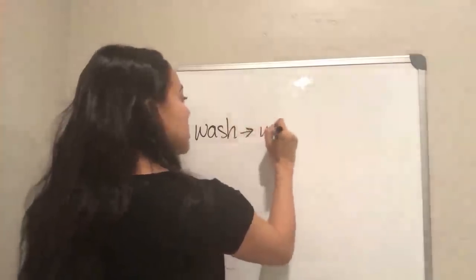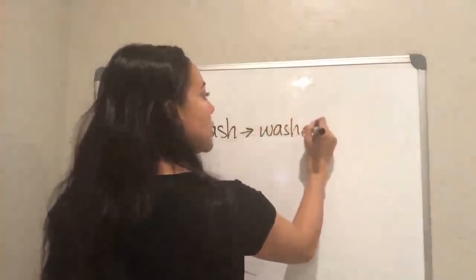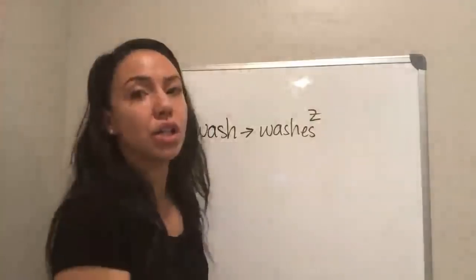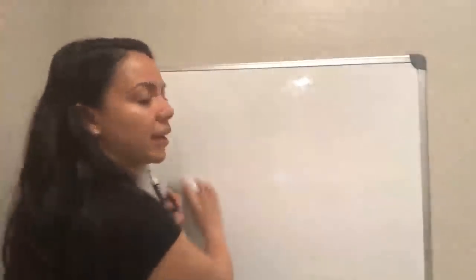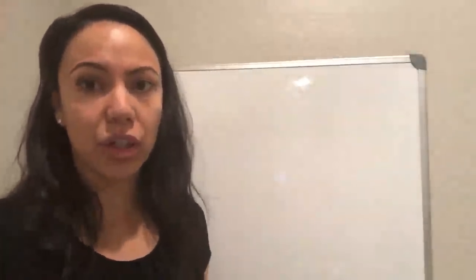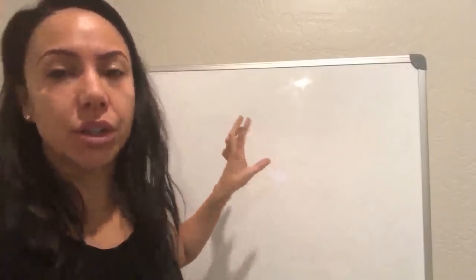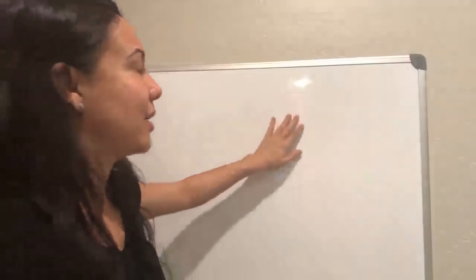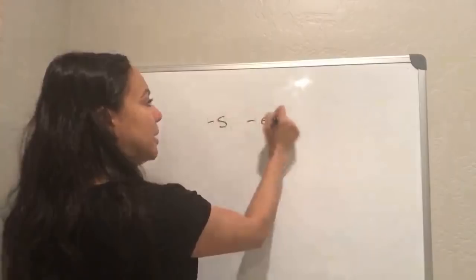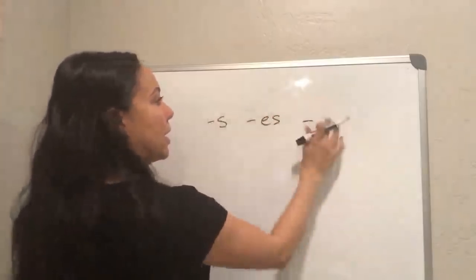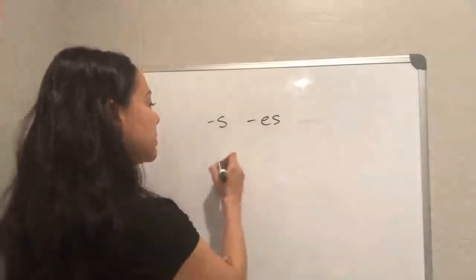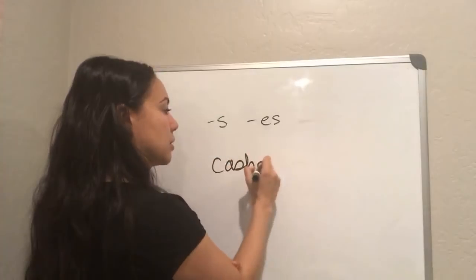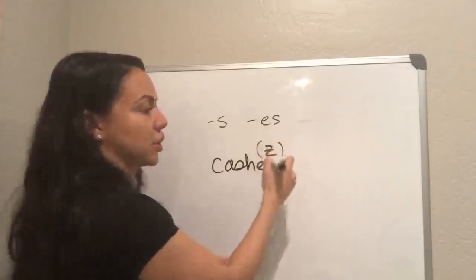Wash becomes washes, with the Z, washes. Do you guys have any questions about any of what we just went over? Go ahead and write them in the comments if you have any questions with regards to this, adding the S, ES, yeah, just those, okay? Caches, good. Cash becomes caches, with the Z, caches.